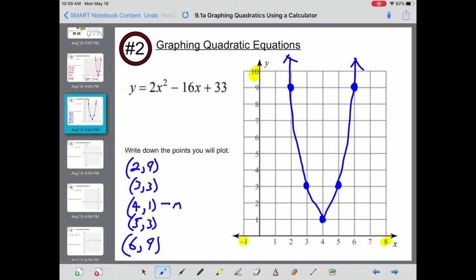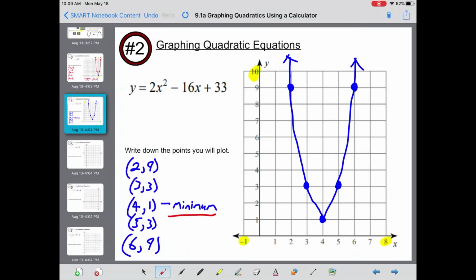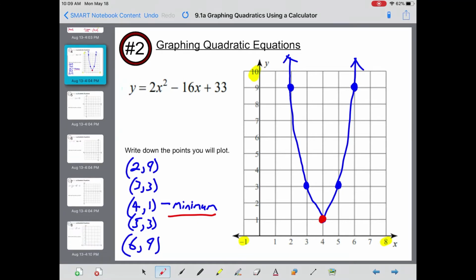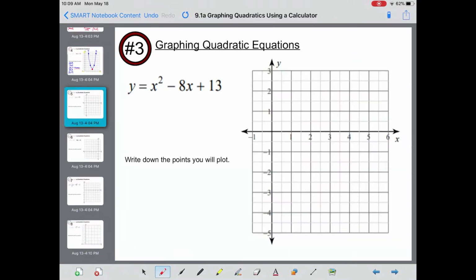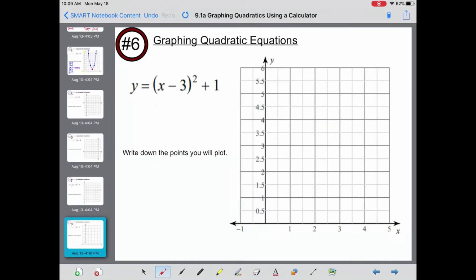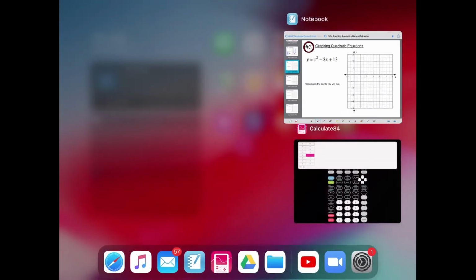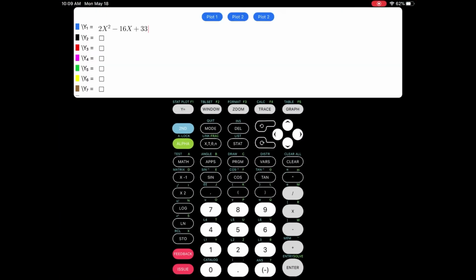Again, we have a positive quadratic, opens upward, and it has that minimum value at 4, 1. And that minimum, again, is the turning point of the graph, right here. Okay, fairly simple. And it's just the same process throughout. All right, so 4 more to go.